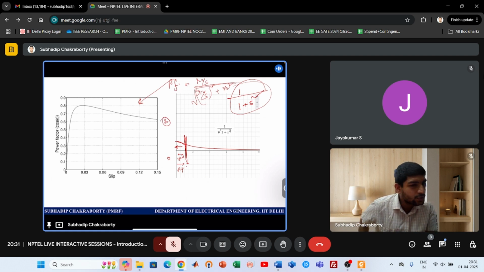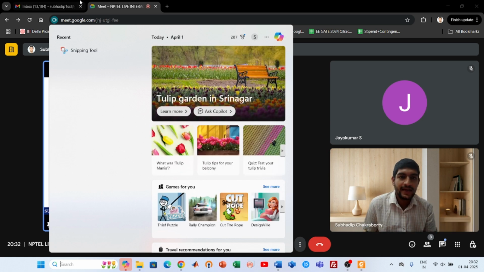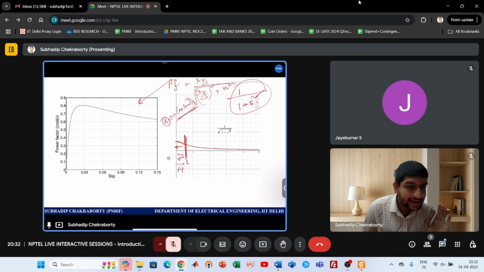At no load, the machine almost rotates close to synchronous speed. So what is slip? Almost zero at no load. At no load, I am telling, not at starting. At starting, slip is 1. At no load, slip is almost 0. If the machine is rotating, it is almost at synchronous speed because it is not loaded.